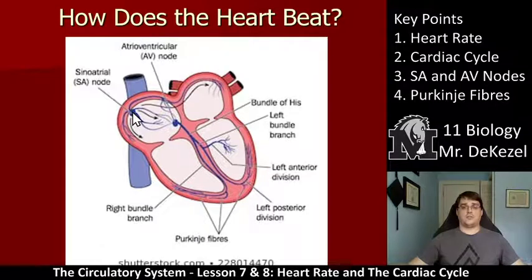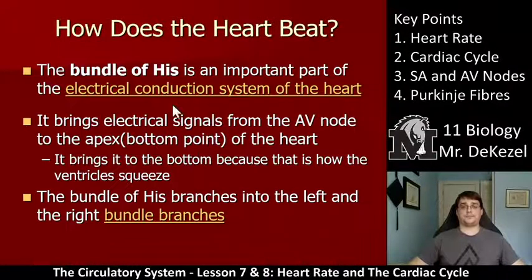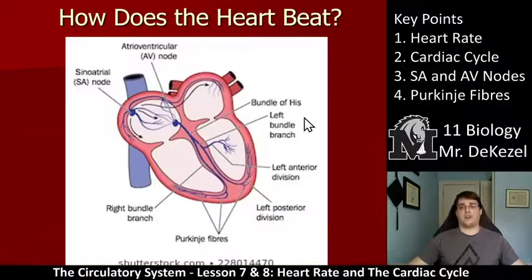So the sinoatrial node produces an electrical impulse, makes the atria contract, and then sends the impulse to the atrioventricular node. That node, as you can see, is connected to electrical nerves in the septum. You remember the septum is the middle portion of the heart? That is right here. So that is known as the bundle of His. It is an important part of the electrical conduction system of the heart. This is the bundle of His right here. It goes down through the septum.